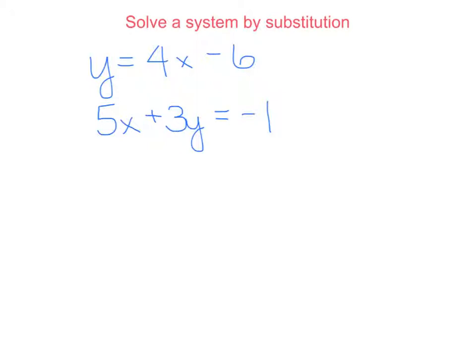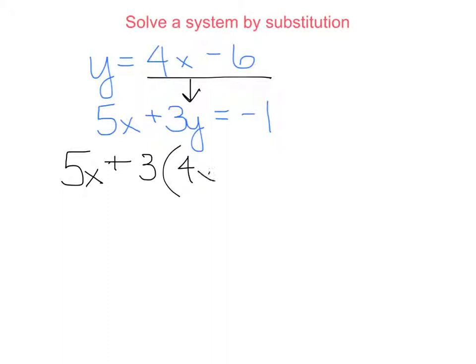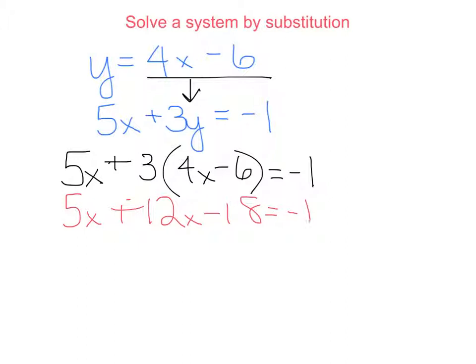So since here they tell us that y equals this 4x minus 6, you want to substitute that in for the y. So this becomes 5x plus 3 times 4x minus 6 equals negative 1. So if we work through solving, this becomes 12x minus 18 is negative 1. You combine your 5x and your 12x to get 17x minus 18 equals negative 1.